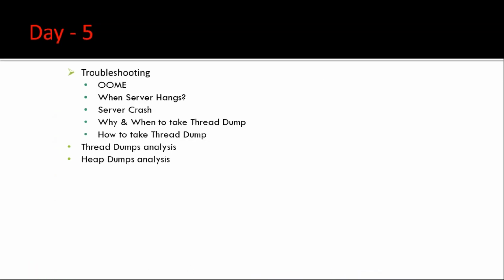Then different types of out of memory issues. One of the scenarios we will try to understand is how to make one server overloaded. All the threads will hang, then the server will hang. Then how to resolve that one? What is the solution? So we'll try to make that practically, see that one, and take a thread dump, heap dump.